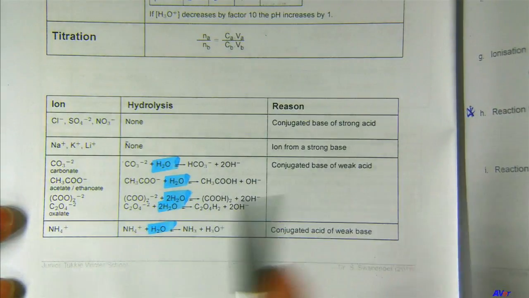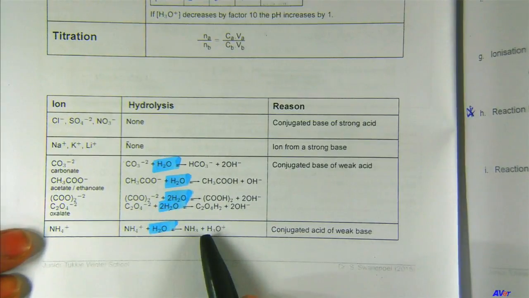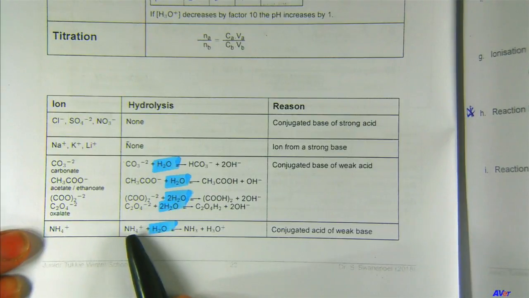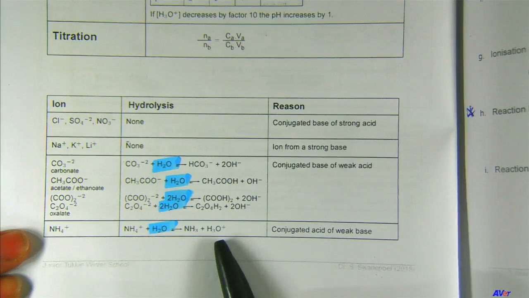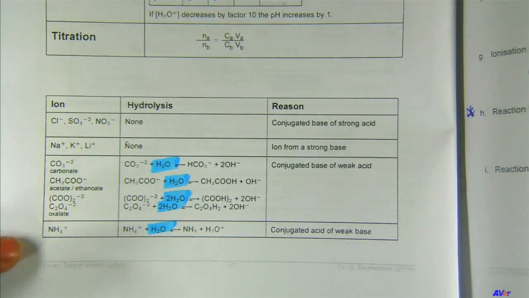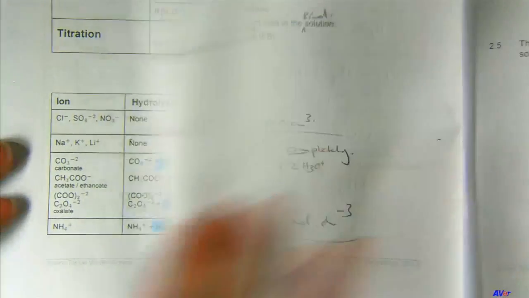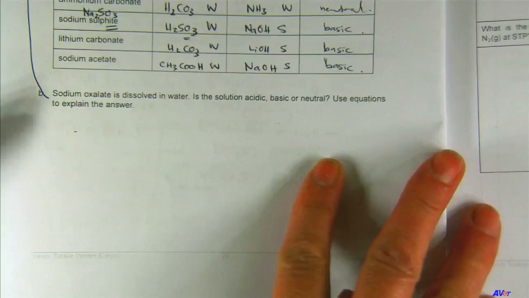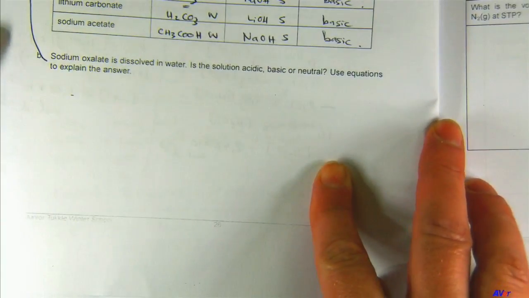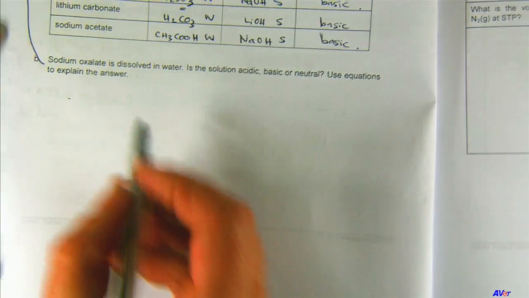Right. NH4 going to NH3. How can it go to NH3? It needs to give off the H+. So that's why the water ends up H3O+, and that's why it will be acidic. So let's just go and do that very last one. On page 26, final one for today.